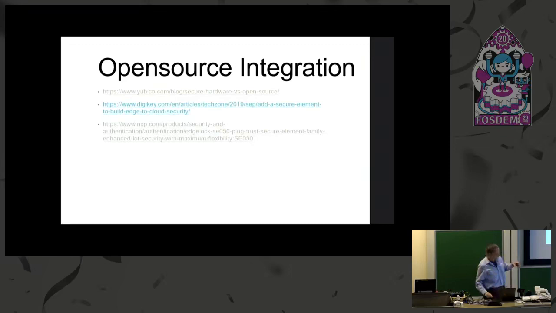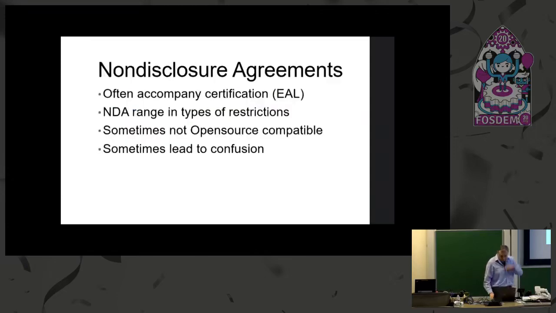The other two here, the DigiKey and the NXP articles, are very useful for getting started and collecting information. They actually give you kind of a cookie cutter method to implement a board that's running with the SE secure element into your system. Yeah, so we've already considered non-disclosure agreements.